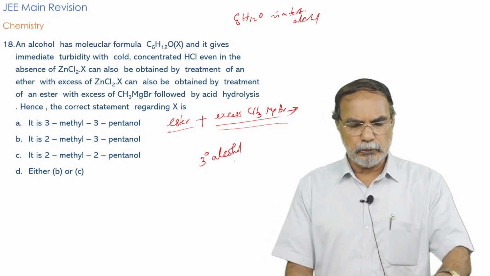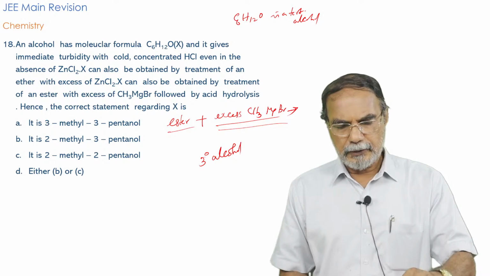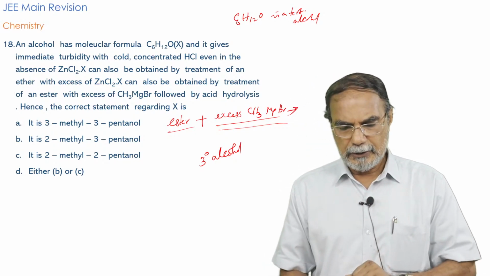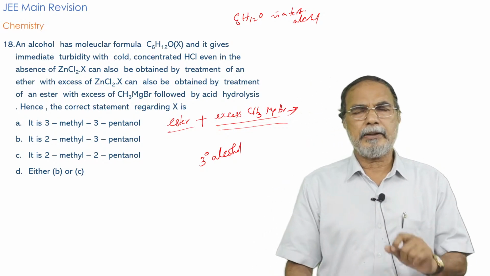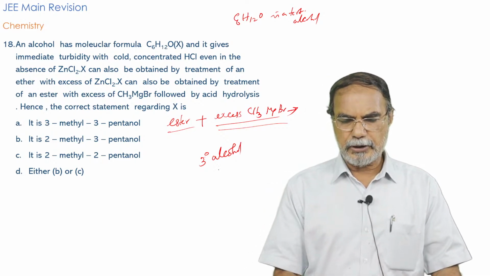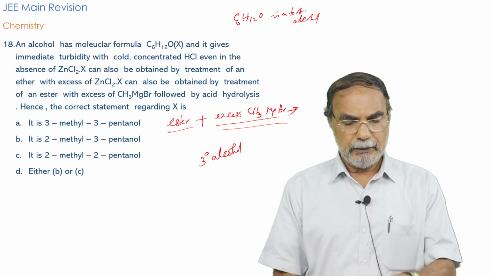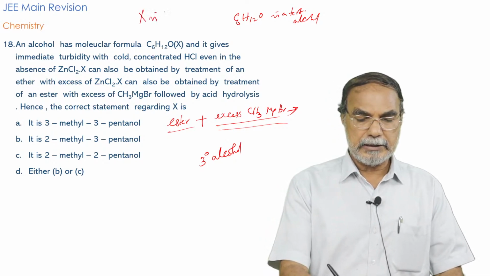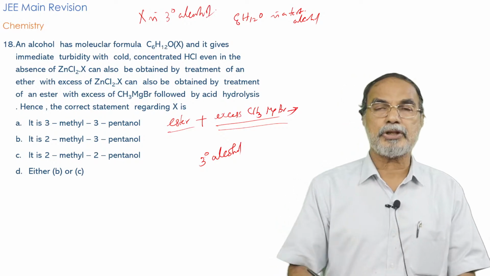So there are two very important pieces of information. With the Lucas reagent, you have an immediate turbidity, which means it's a tertiary alcohol. And with an ester, when it reacts with a Grignard reagent, you have a tertiary alcohol. So these two pieces of information are saying that the compound X is a tertiary alcohol. But which tertiary alcohol is the question.